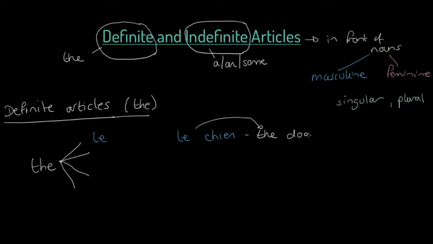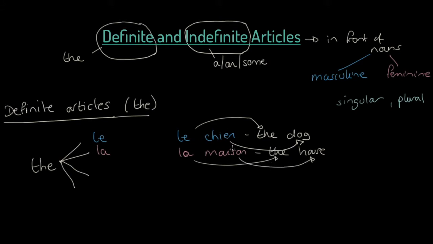So le chien being the dog, chien being dog. If I've got a feminine noun, I should say at this point, by the way, this is singular, and there are no s's here. The dog, let's go with the house actually. La maison. So the house. La being the in this instance, house being maison.